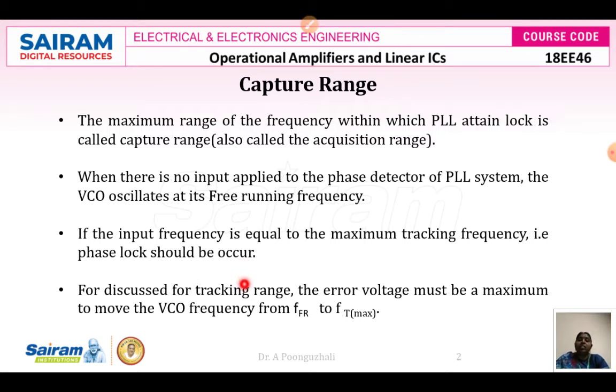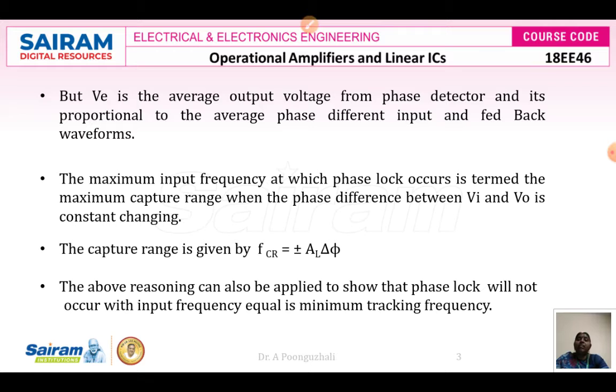In this case, for the tracking range, the error voltage must be maximum, that is, when it moves the VCO frequency from the free running frequency to the maximum tracking frequency. The error voltage is the average output voltage from the phase detector, and it is proportional to the average phase difference between the input and the output feedback waveforms.